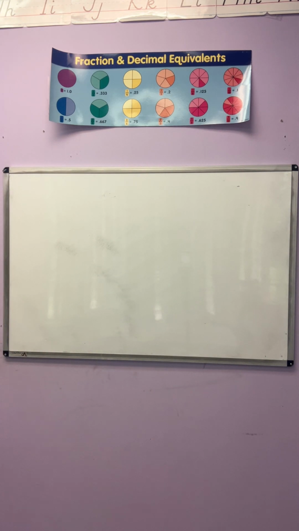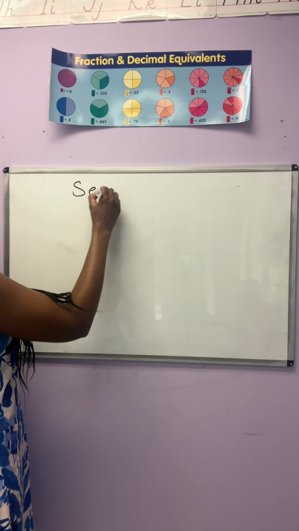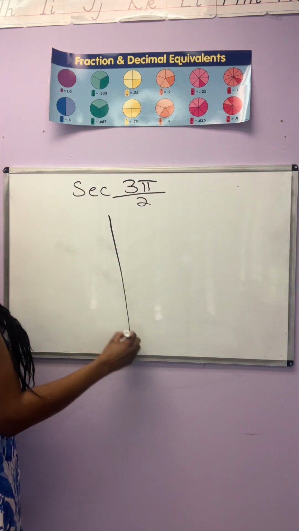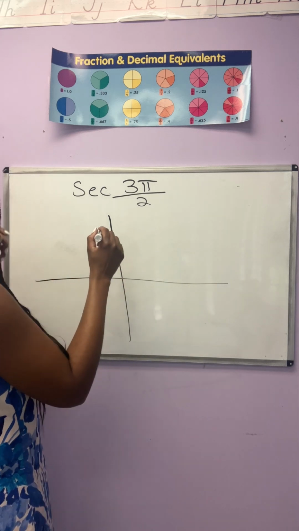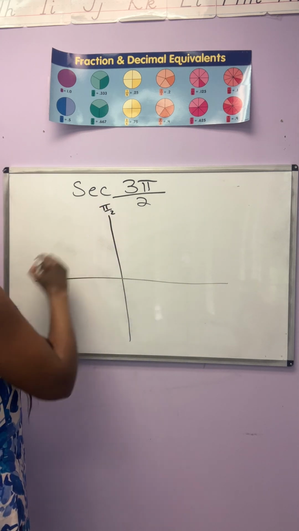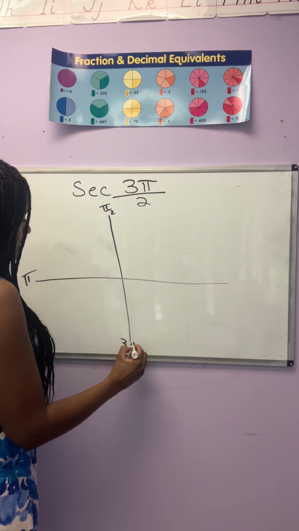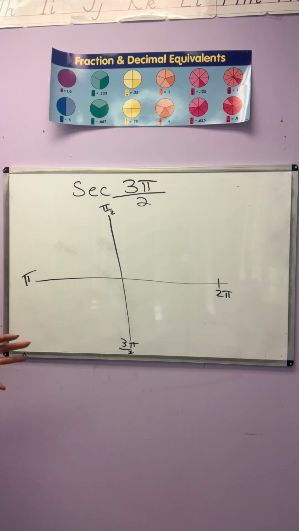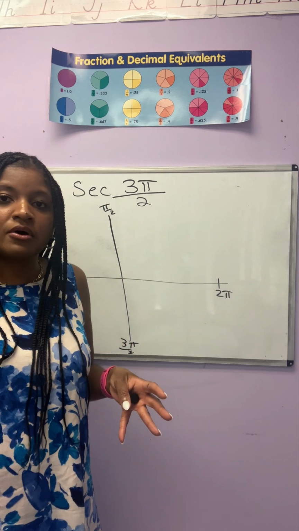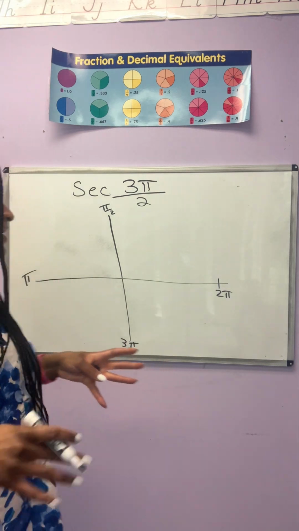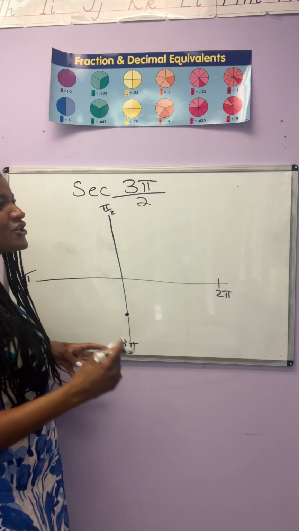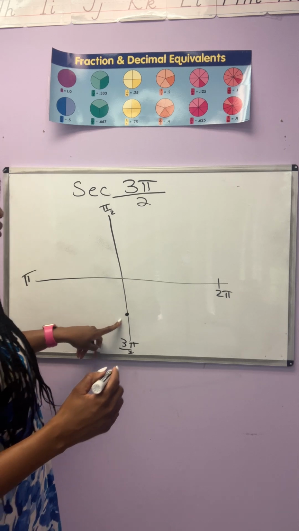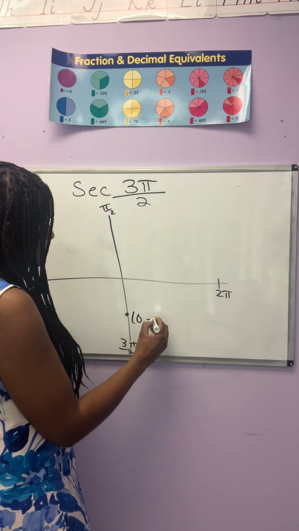Okay, secant of 3 pi over 2. So we just draw our unit circle like normal. I know this is 3 pi over 2 right here. This is what we're looking for. Secant is the reciprocal of cosine. Now, in our unit circle, these are called quadrantals. And in our unit circle, this point 3 pi over 2 is (0, -1).